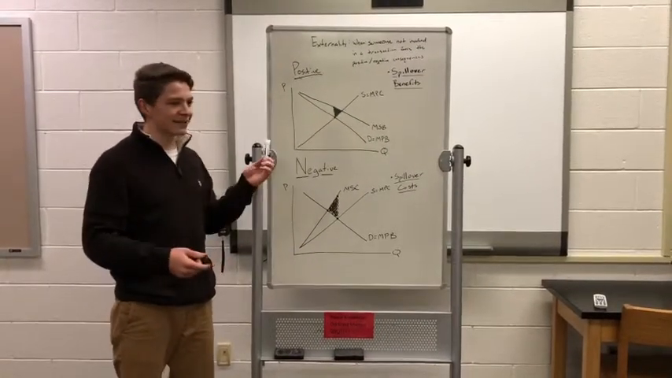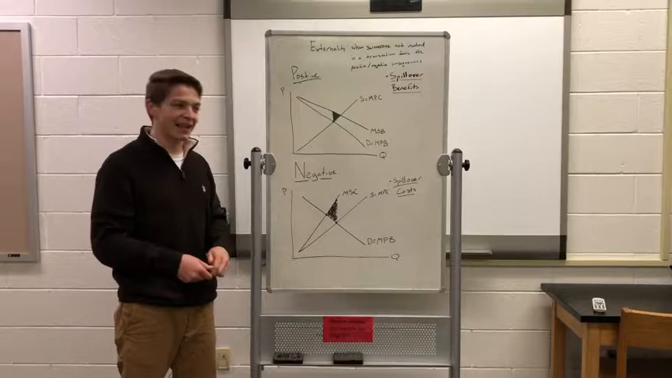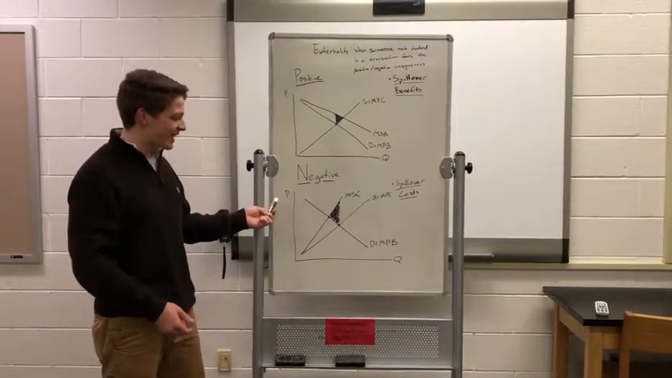An example of a positive externality would be Mr. Borger economic classes. So here's the graph for a negative externality.